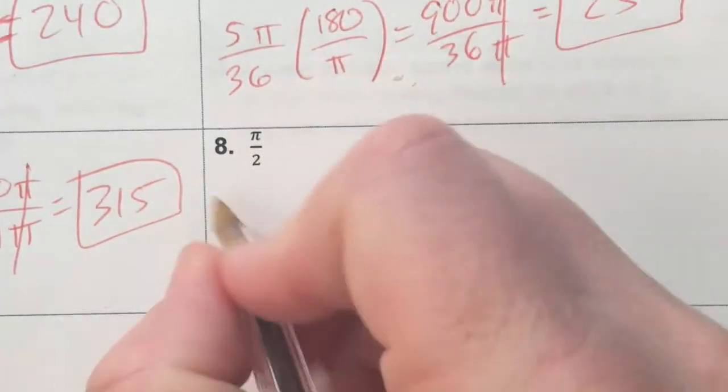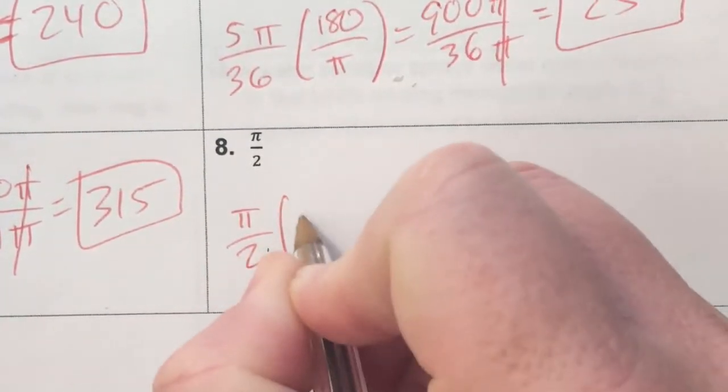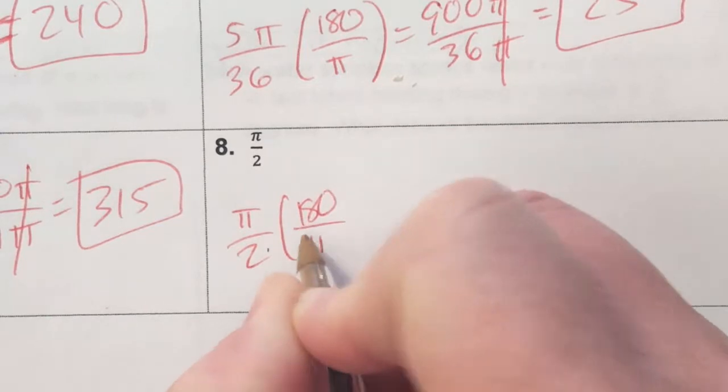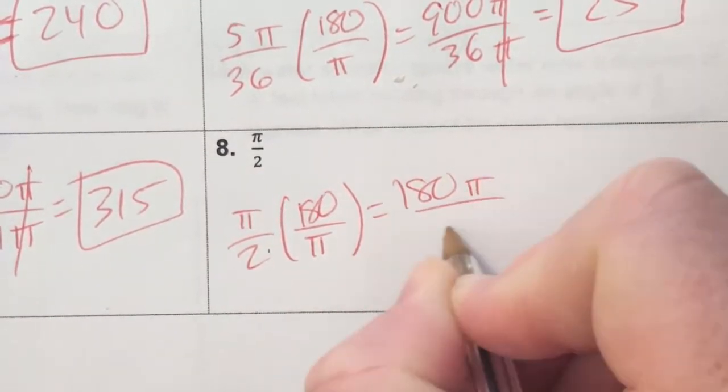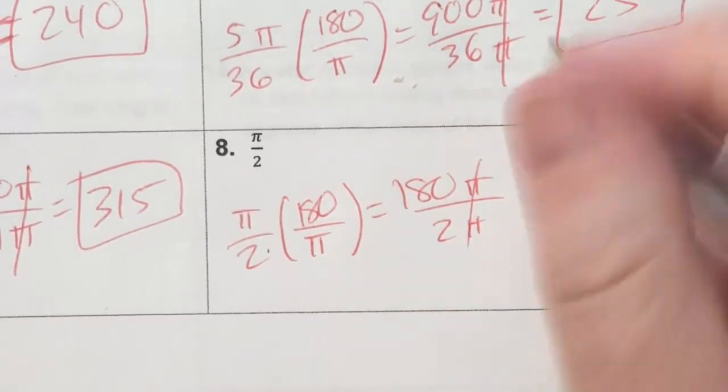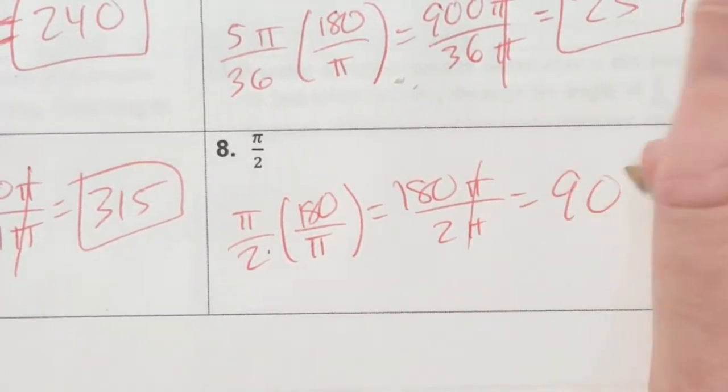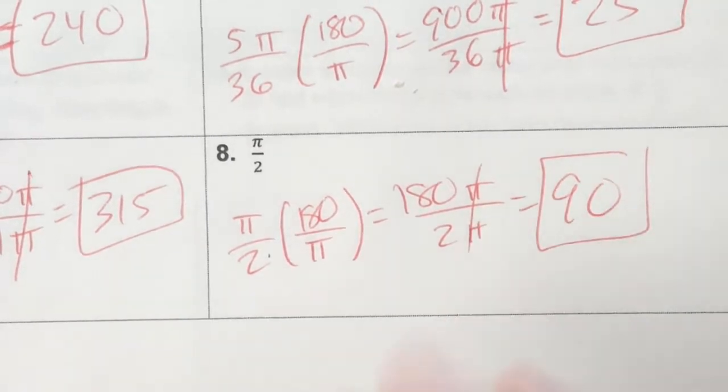And number 8, we have pi over 2. We want the 180 degrees. We want to get rid of the pi radians. So multiply straight across, that's 180 pi over 2 pi. The pi's crossed out, and you're left with 90 degrees. And that's your final answer. All right, let's flip over into the back. Let's go to page 23.